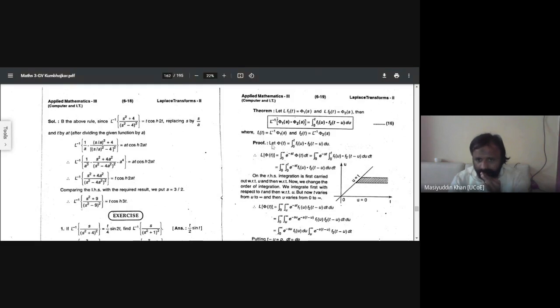Now in the proof, we let phi of t be equal to integral 0 to t. When I say let, it means we have to consider it. We are considering f1 of u into f2 of t minus u into du, 0 to t. So we are just substituting the function value of phi of t here, and we integrate 0 to infinity e raised to minus st, integral 0 to t f1 of u into f2 of t minus u into du into dt.